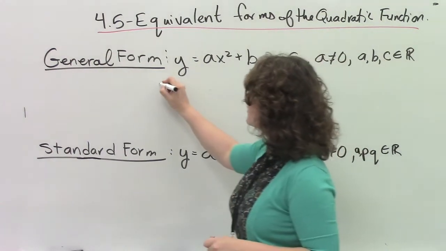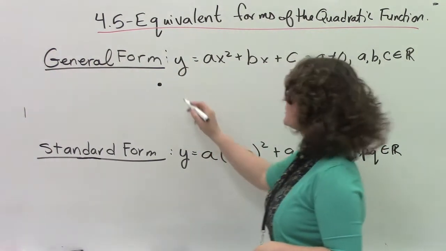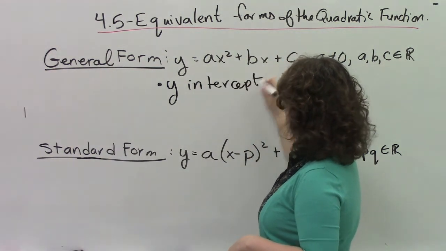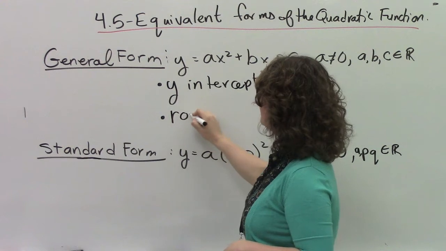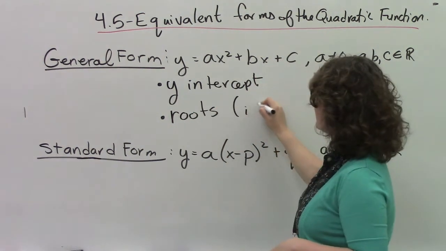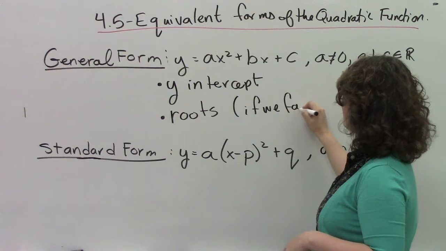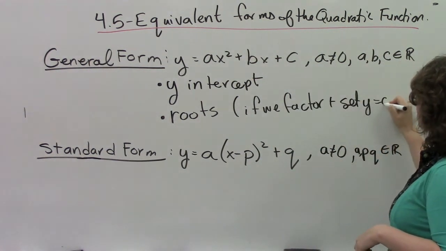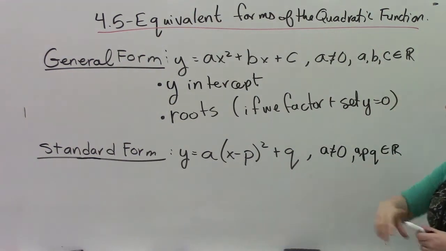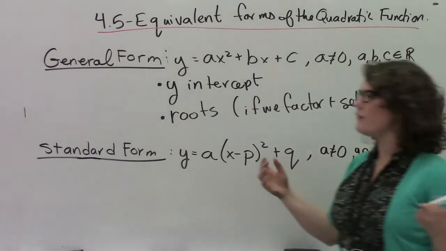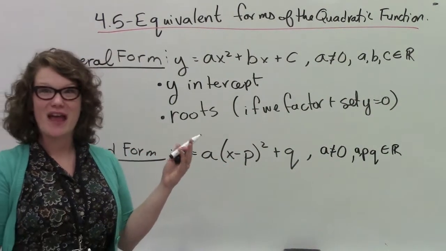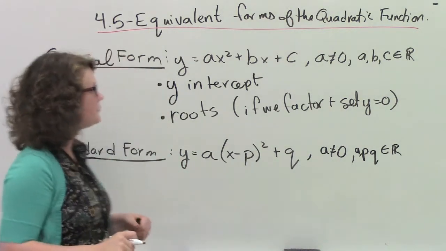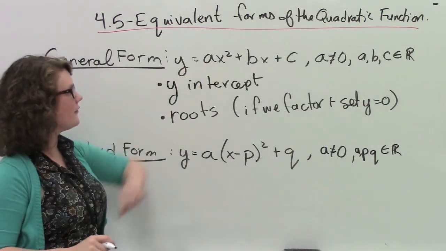The general form is good at giving us our y-intercept, and good at giving our roots if we factor and set y equals 0. Why does that make sense? When we're looking for the roots, we're looking for our x-intercepts. If we're looking for our x-intercepts, we're looking for y equals 0. And then we solve for x.